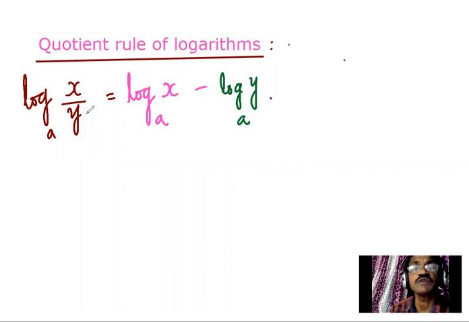So here, the meaning of this is: the logarithm of the quotient of two numbers is equal to the difference of the logarithms of the numbers when they are taken in the order. This is useful to find the quotient of two numbers. So how to prove this rule? Let us prove.